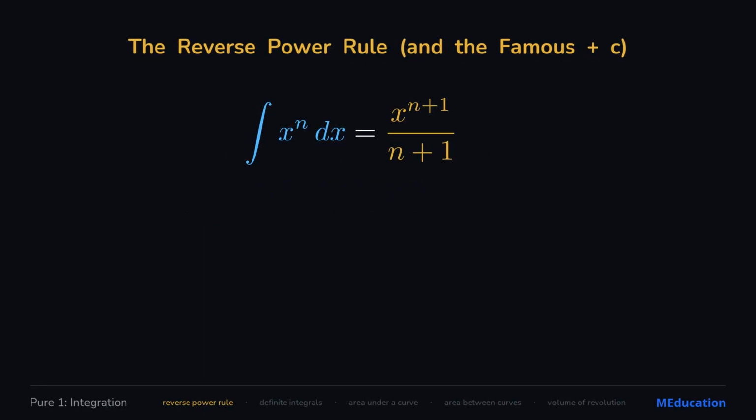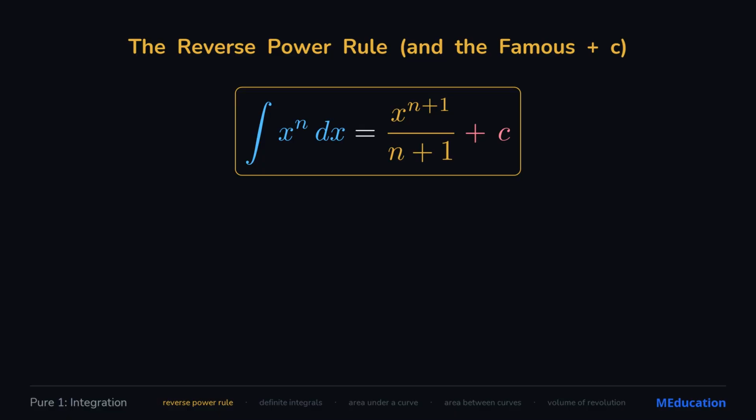Differentiating meant bring the power down and drop it by 1. To undo that, you simply run it in reverse. Raise the power by 1, then divide by the new power. That is the entire reverse power rule, and it integrates every term you will meet in Pure 1. But notice that plus C, and never forget it because examiners certainly will not.